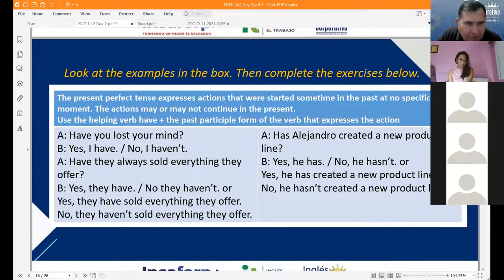All right, my friends. Now over here, it says, look at the examples in the box, then complete the exercises below. The present perfect tense expresses actions that were started sometime in the past at no specific moment. The actions may or may not continue in the present, but they promise to continue in the future. In the present they are true. Use the helping verb have and the past participle form of the verb that expresses the action.